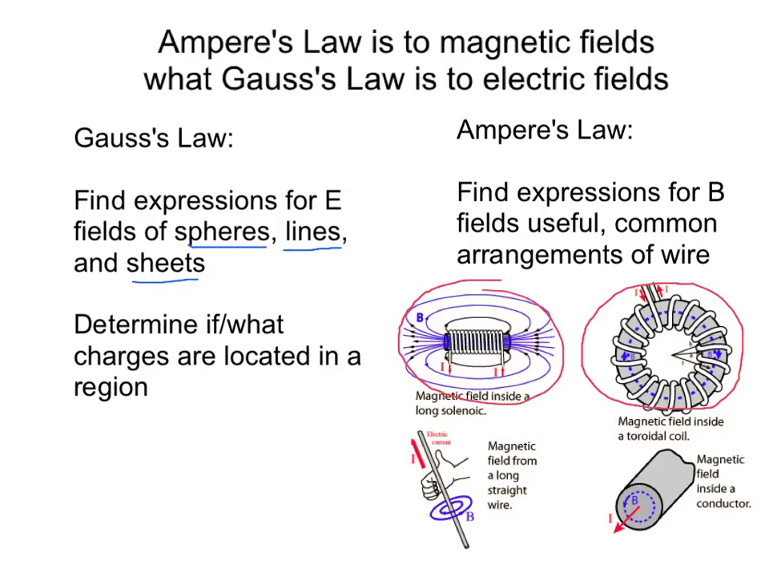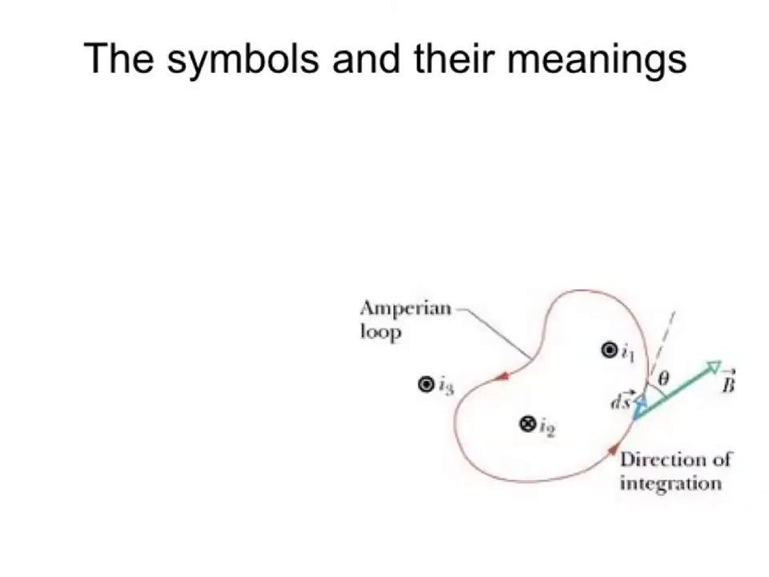So let's take a look at the actual form of Ampere's Law and describe what each part means. So here's the form of Ampere's Law that we use in our textbook. On the left side, we have an integral sign that has a circle around it. And you might not be familiar with that, but that is known as a line integral. And the circle just refers to the fact that when we do this line integral, we're going to do it around an entire closed loop.